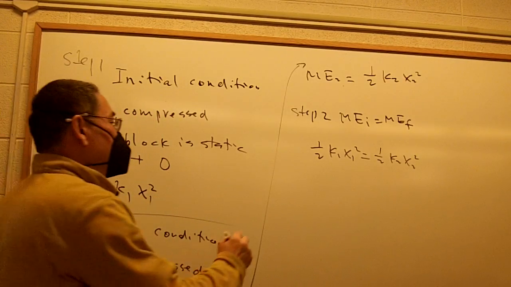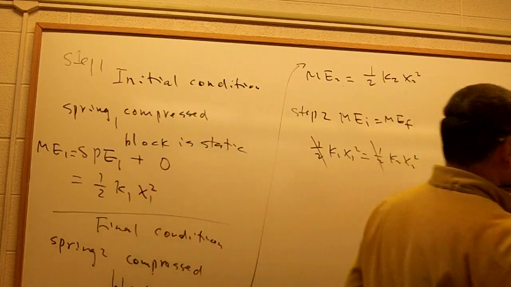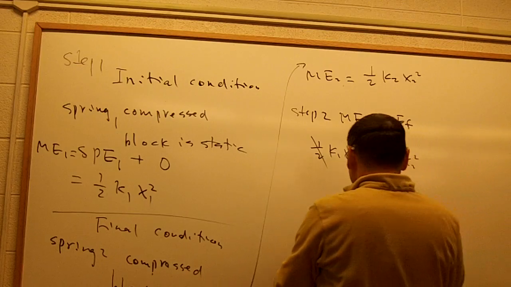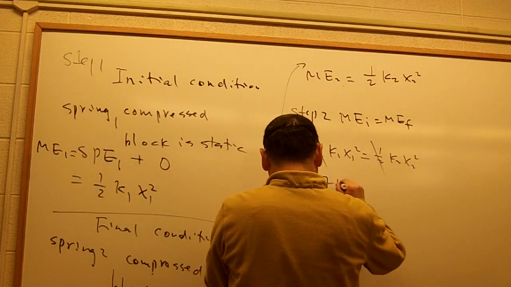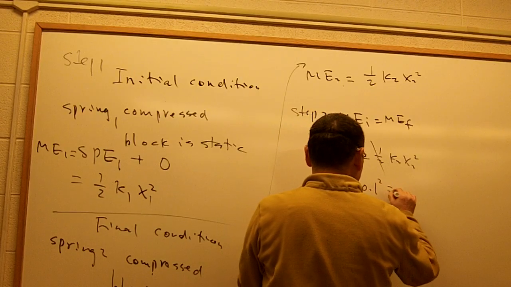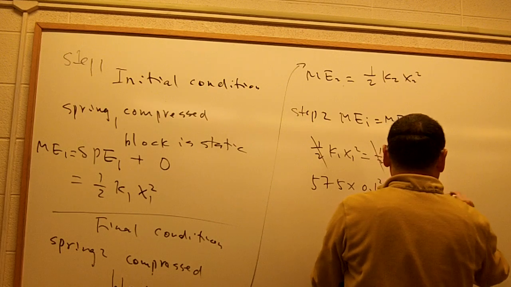And then we're going to solve for this immediately. 1/2 cancels out. My K1 equals 571. My X1 is 0.1 squared. My K2 is 223 X2 squared.